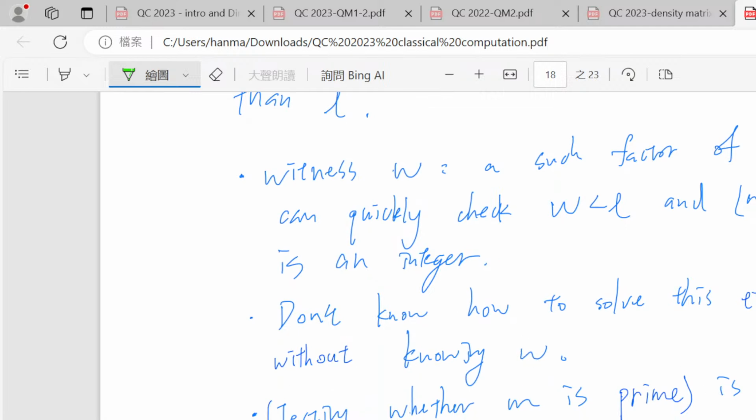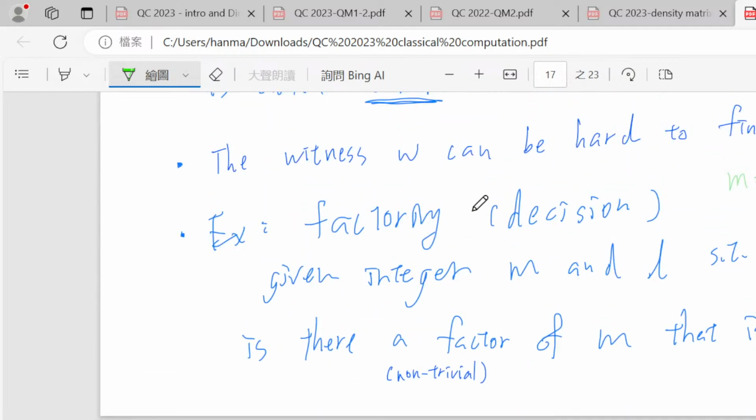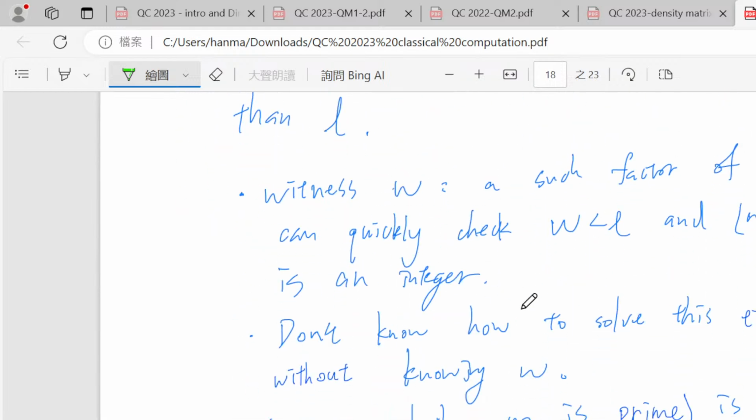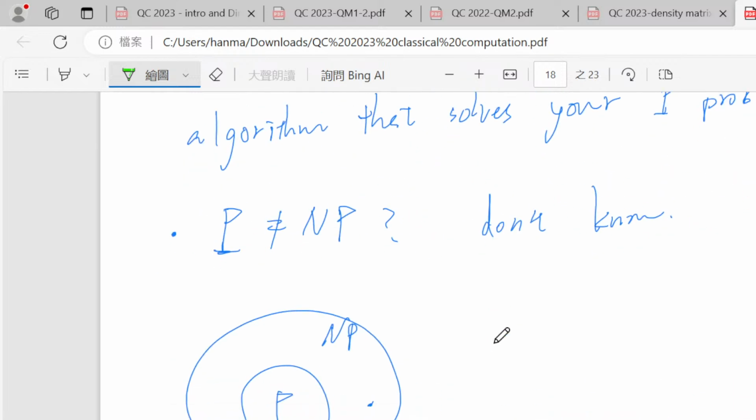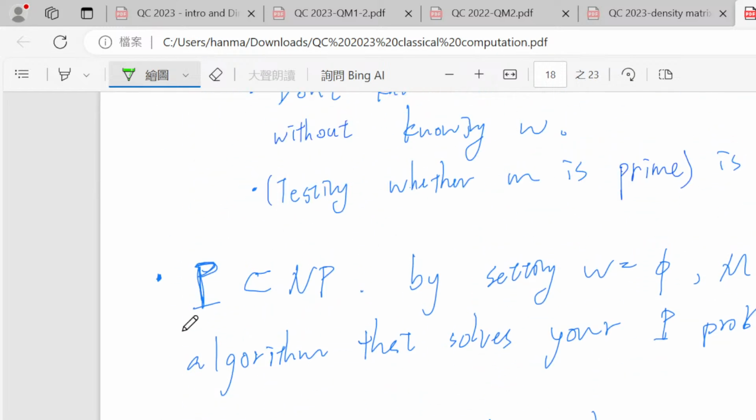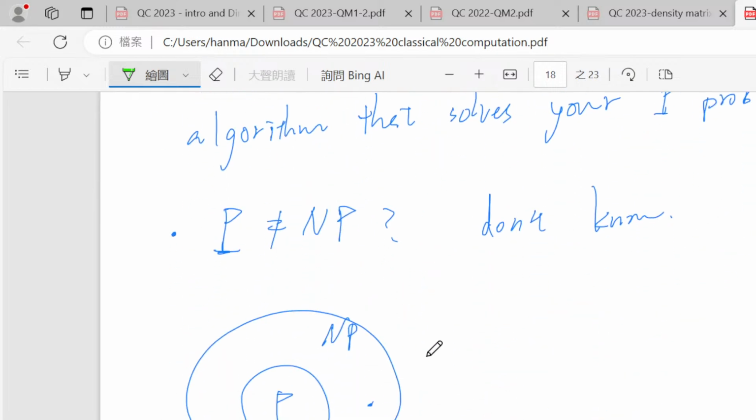And a side note here: factoring, we think, is not in P, but actually testing whether something is prime is in P. So that's just some digression. And now we talk a little about complexity classes. So we start drawing this weird diagram.